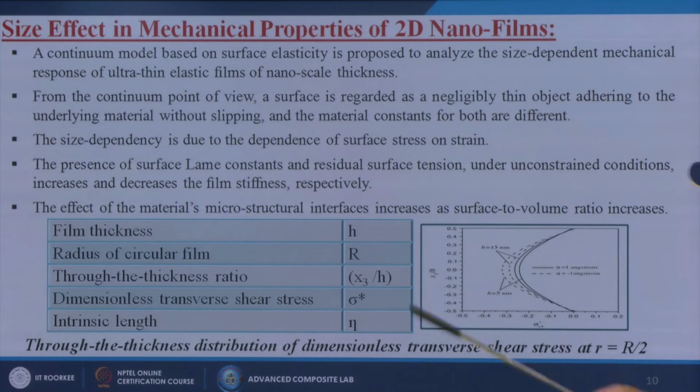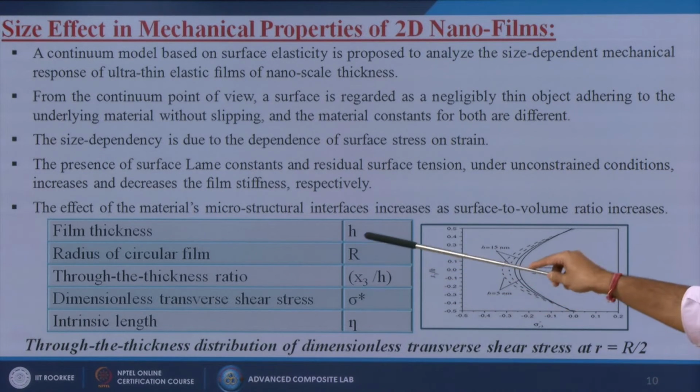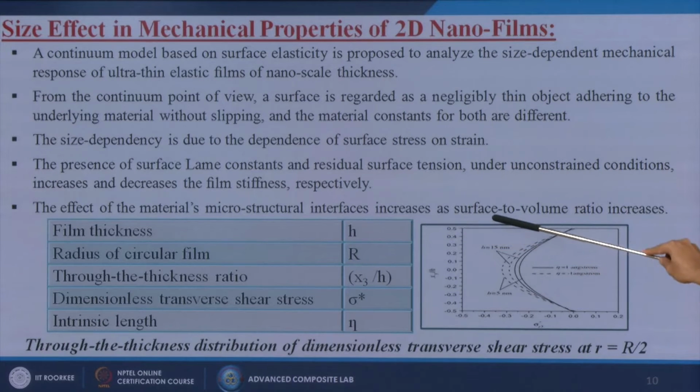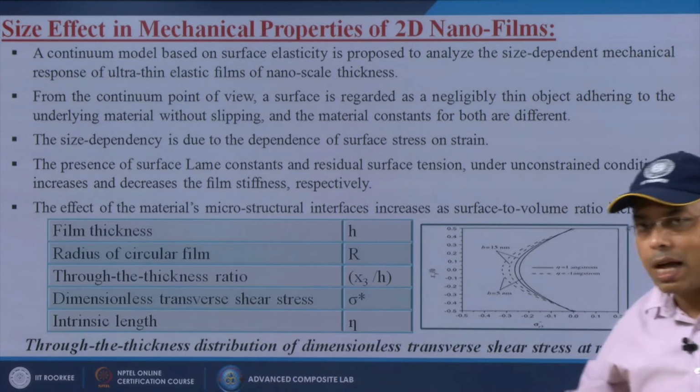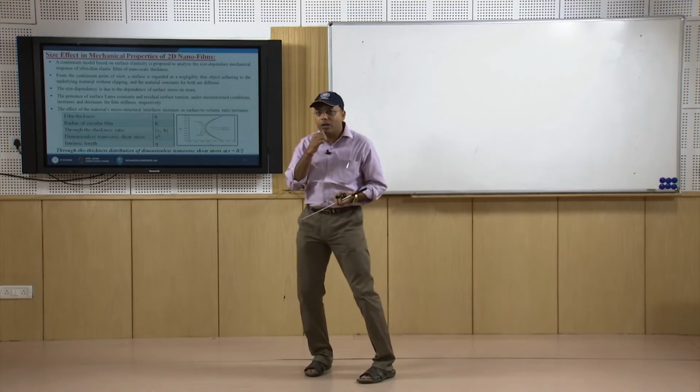The presence of surface Lamé constants and residual surface tensions under unconstrained conditions increases and decreases the film stiffness, respectively. So, here is the example: the effect of the material's microstructural interface increases as the surface to volume ratio increases. So, this is the main message of this particular lecture.